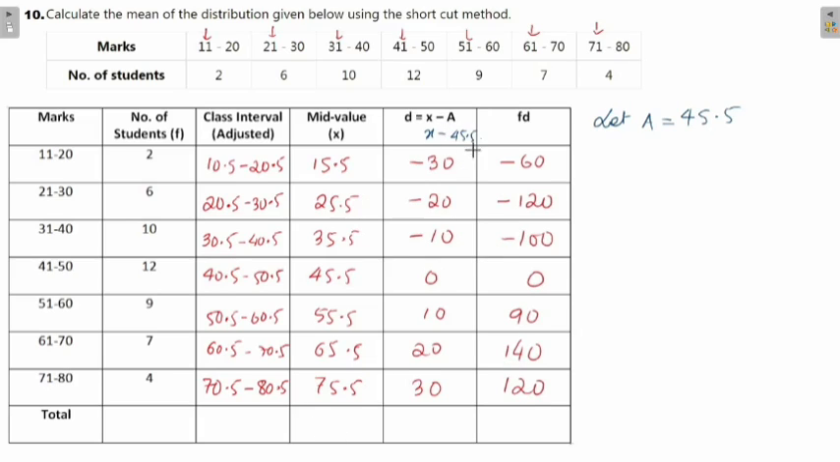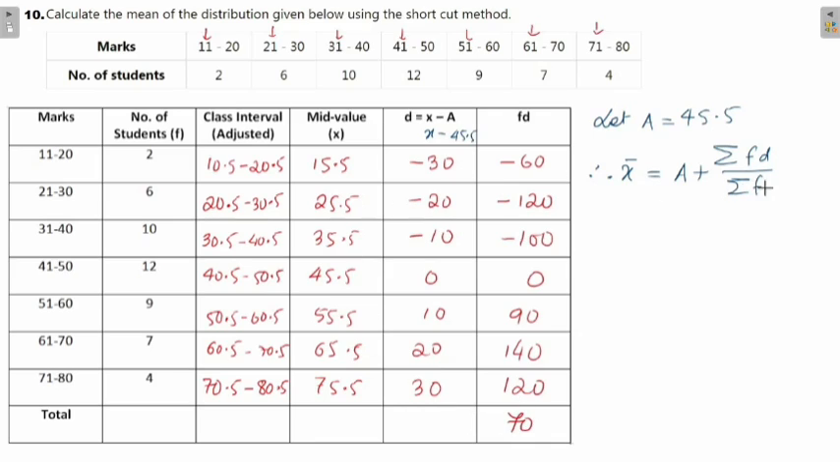Now we are asked to find, remember, the mean. The formula for calculating the mean using the shortcut method is x bar equals a plus summation fd by summation f. So we need to find the summation of fd. Adding minus 60 minus 120 minus 100 plus 0 plus 90 plus 140 plus 120, it turns out to be exactly 70.